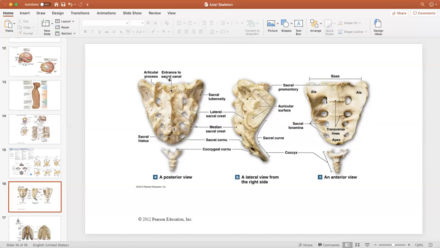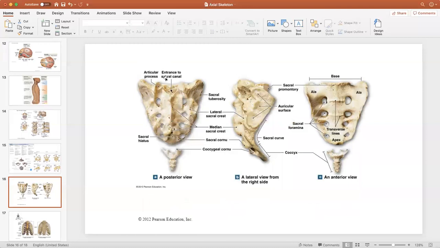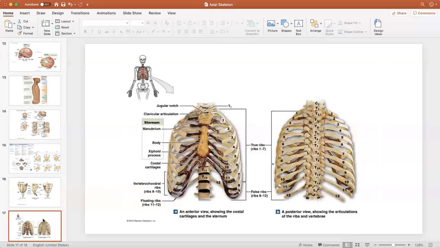And we do have a canal here, the sacral canal. This is the entrance here, and the hiatus here. So there's a hole in there. And then we have the coccygeal cornu, which cornu is like horn. So the coccyx has the horns, and then the base and the apex. And not much of the coccyx there.